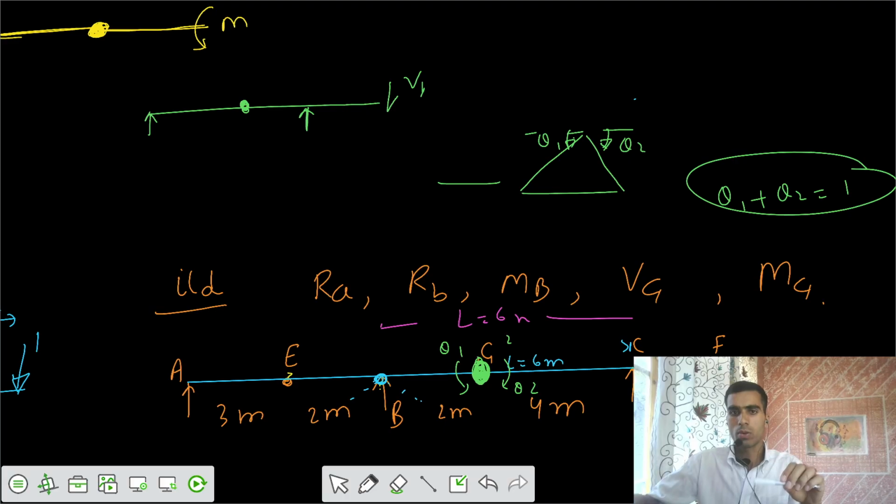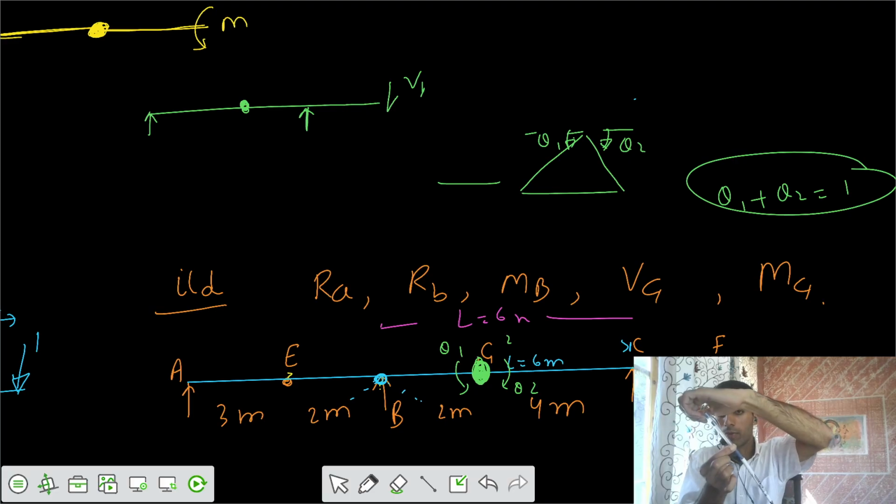Let's talk about the first case. That's your A, E, B, and G. This is your G. This is your B. There is some support. Then apply this kind of rotation, anti-clockwise. So if this is your support B and you apply anti-clockwise rotation, that means the profile would be in this way. So this should be the profile, but you have to ensure that support A does not go anywhere.